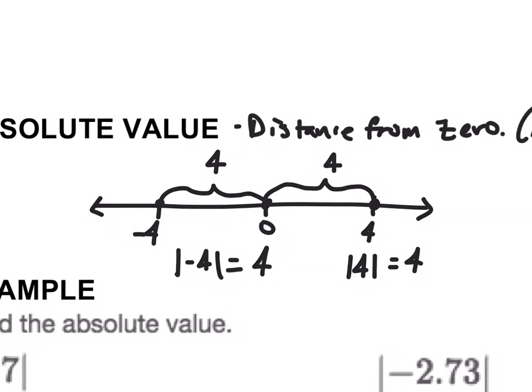So the rule of thumb is that if you have these two sideways numbers, like straight up and down parentheses outside of a number, you just take whatever's inside that number and make it positive. Okay, so let's take a look here.